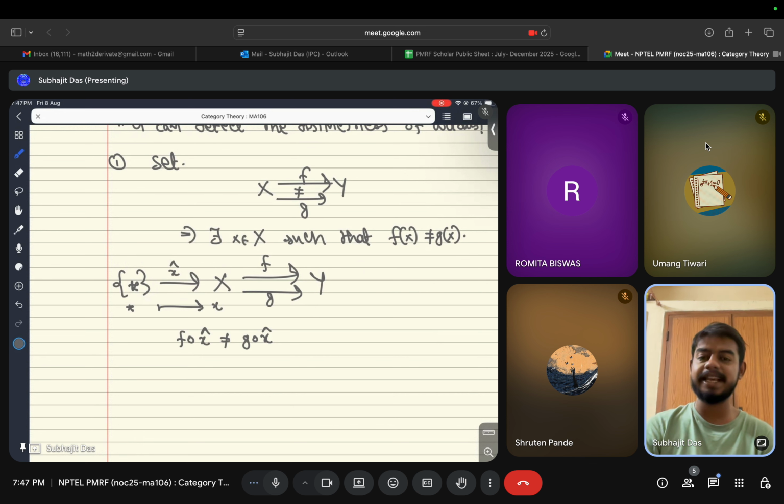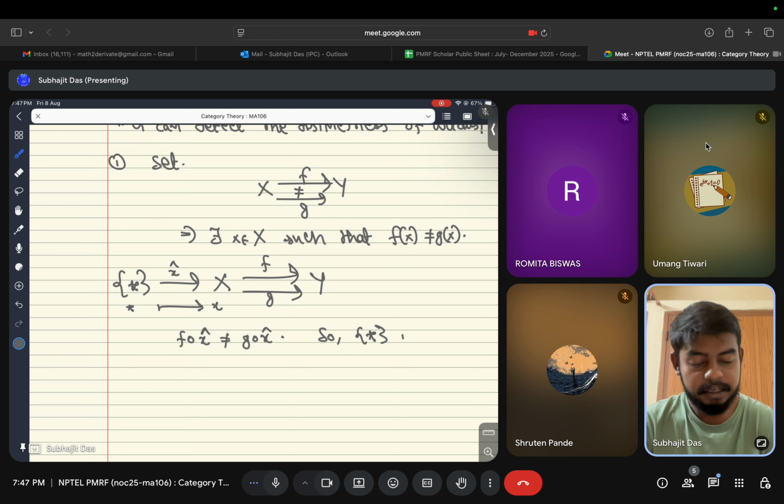Why? Because if f composed with x hat were equal to g composed with x hat, they should agree on all elements of the source set. What is the source set? It's a singleton, there is exactly one element which is star. So f composed with x hat applied on star, which is f of x, would be equal to g of x, which contradicts our assumption that f of x is not equal to g of x. Since X, Y, f, g are arbitrary, star is a separator.